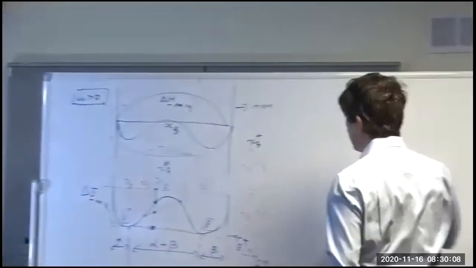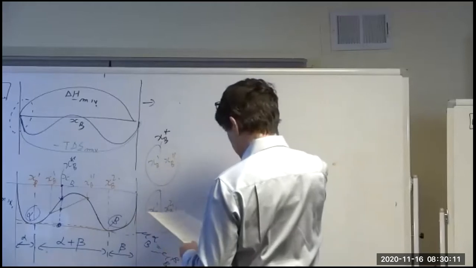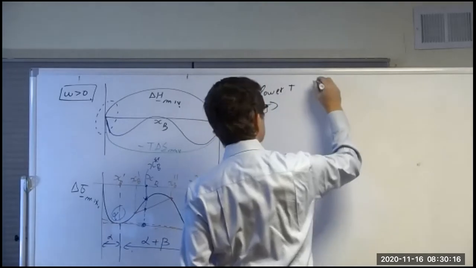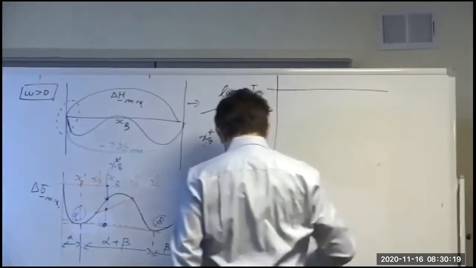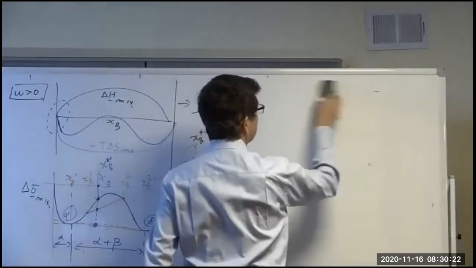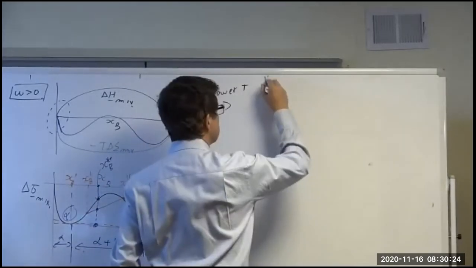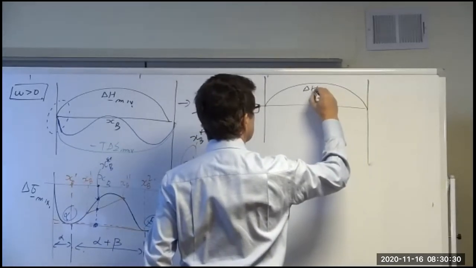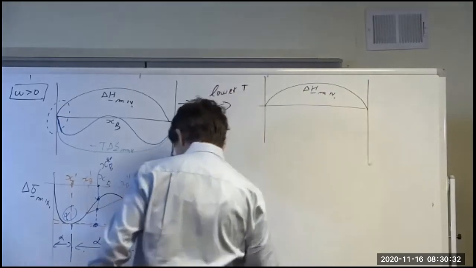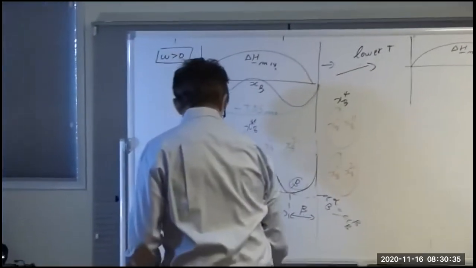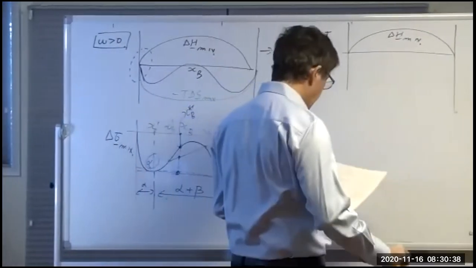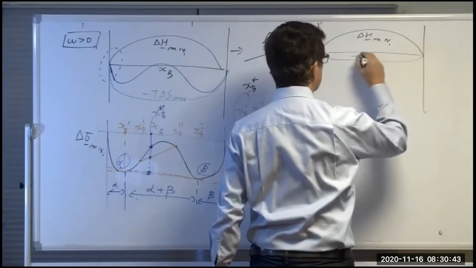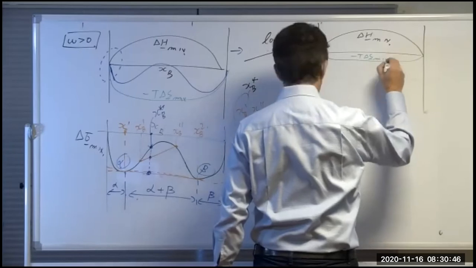Okay, so let's do a very low T. So let's go lower T. Sorry, I need space for my enthalpy. So you will have a delta H. Try to keep the same colors. So now minus T delta S will be very small. Which makes it hard to draw.